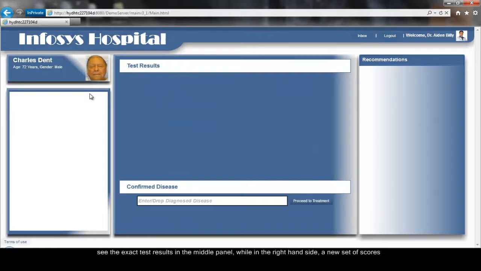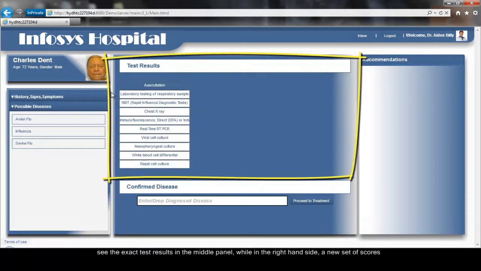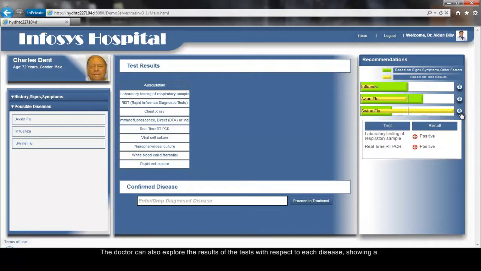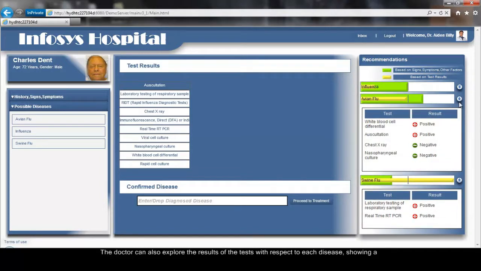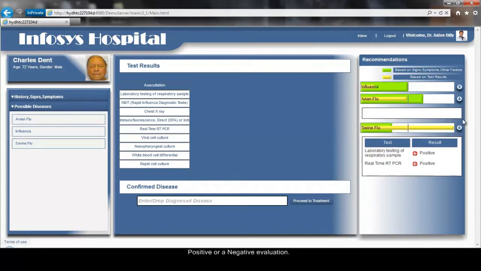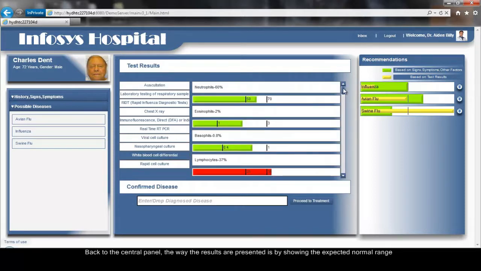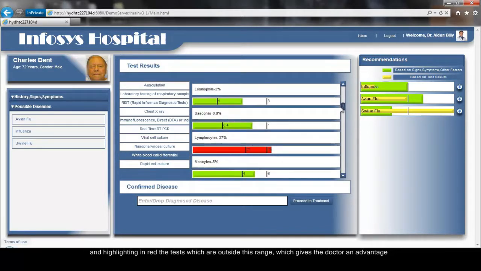The doctor can see the exact test results in the middle panel, while in the right-hand side, a new set of scores has been generated for each disease, this time considering the test results. The doctor can also explore the results of the test with respect to each disease, showing a positive or a negative evaluation. Back to the central panel, the way the results are presented is by showing the expected normal range and highlighting in red the tests which are outside this range, which gives the doctor an advantage to focus only on the elements which are abnormal.